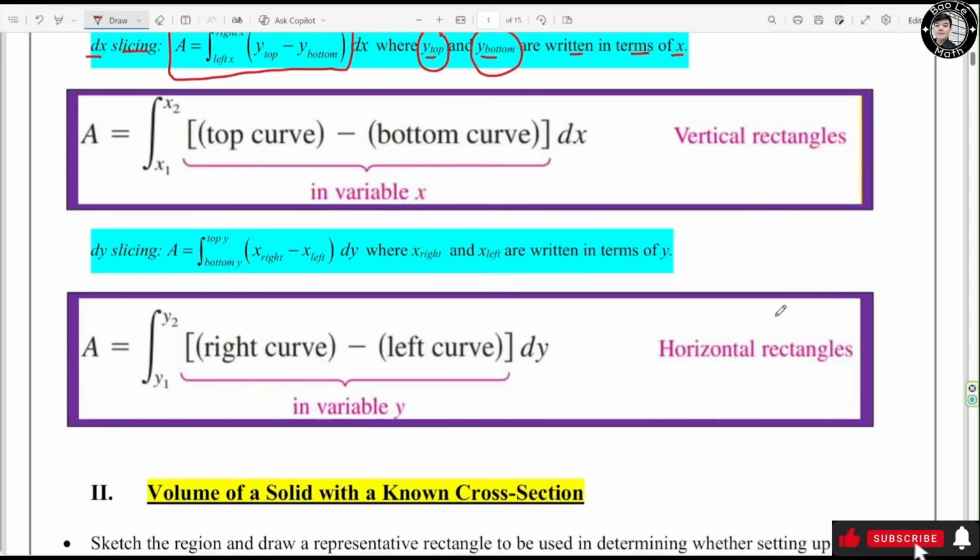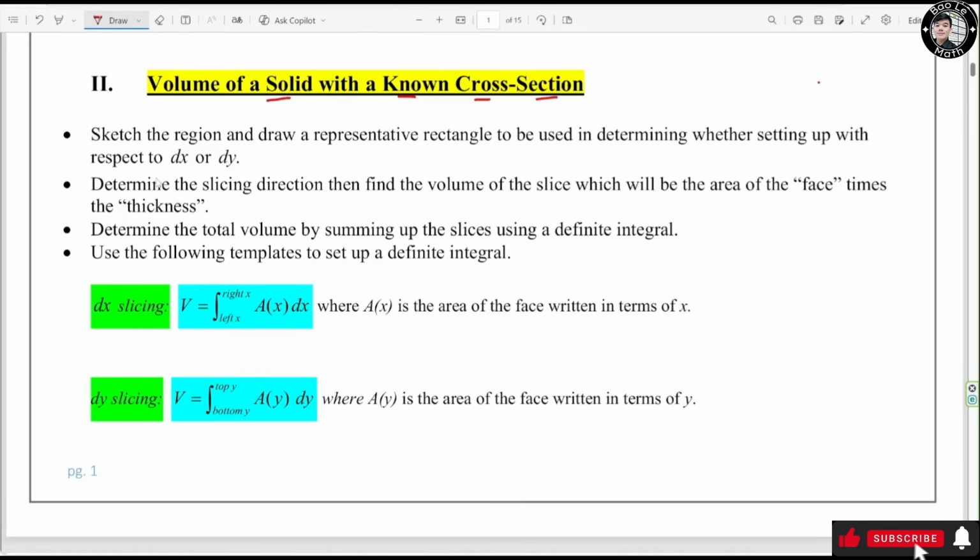Right? Now, similarly, dy slicing, you have this formula, where x right and x left are written in terms of y, right? And in this situation, you have the horizontal rectangle. Now, first, we need to sketch the region and draw a representative rectangle to be used in determining whether setting up with respect to dx or dy.